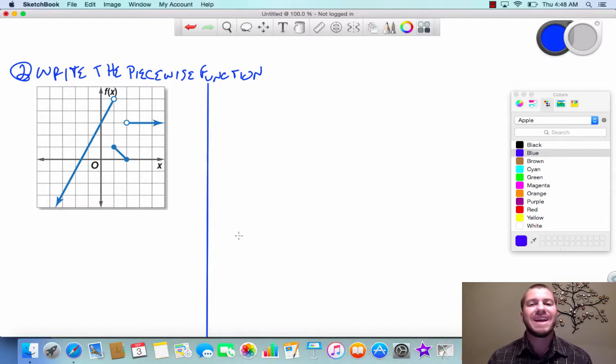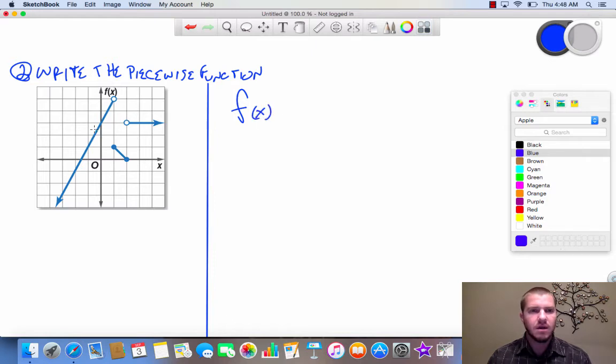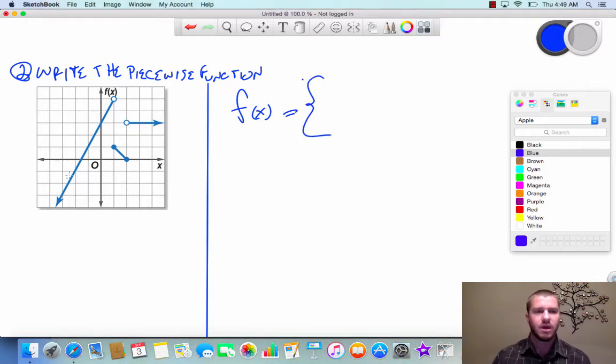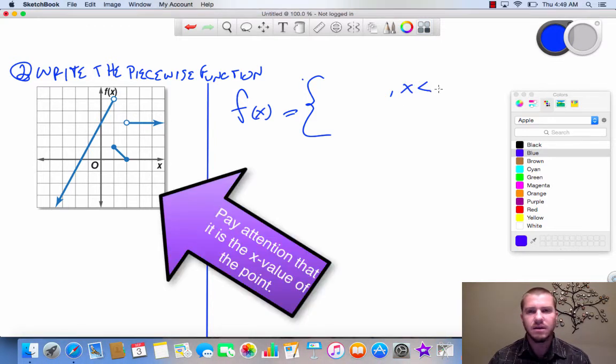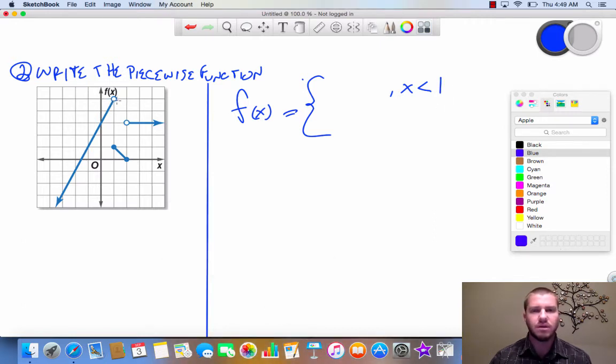So for this one, we're given the graph of the piecewise function, and we need to write the function of this piecewise function. So I'm going to say f of x, and because there are 3 separate graphs, that means there's going to be 3 parts to this piecewise function. The first part is going to be this graph here, which is where x is less than positive 1. It's not less than or equal to because that's an open circle. So it's x is less than positive 1.